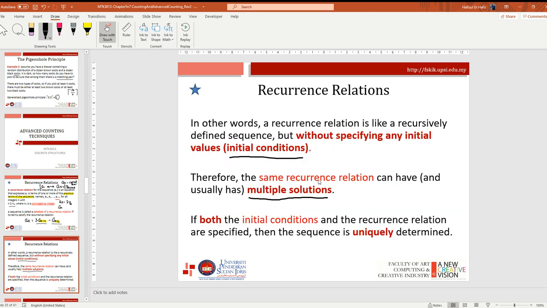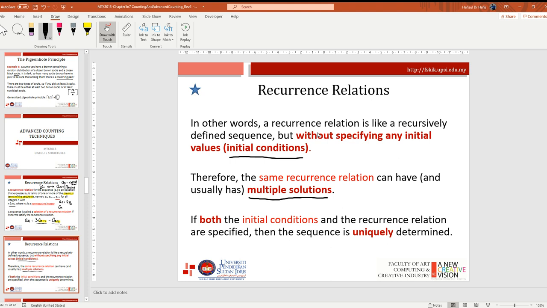Okay. Seterusnya, in other words, a recurrence relation is likely a recursion. Recursive maksudnya dia tengok nombor yang sebelumnya, but without specifying any initial value. Dia tak ada initial condition ni. Nanti saya akan tunjukkan example. Therefore, the same recurrence relation can have, and usually has, multiple solutions. Kita ada beberapa penyelesaian masalah.